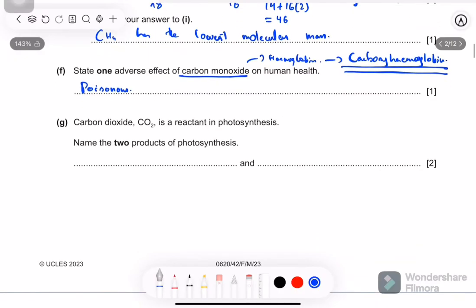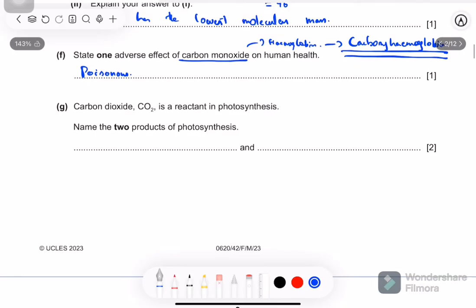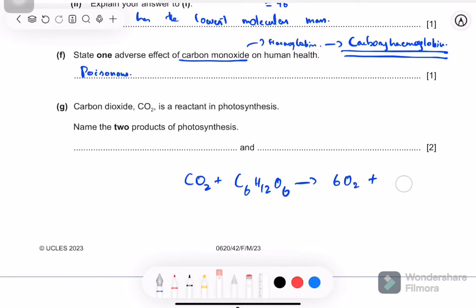Carbon dioxide is a reactant in photosynthesis. Name the two products of photosynthesis. We know what the equation is. CO2 plus water gives glucose, which is C6H12O6, plus 6O2. Sorry. The products are oxygen and glucose.